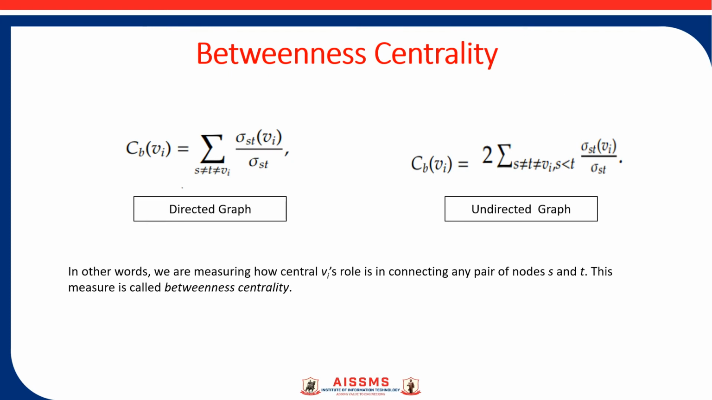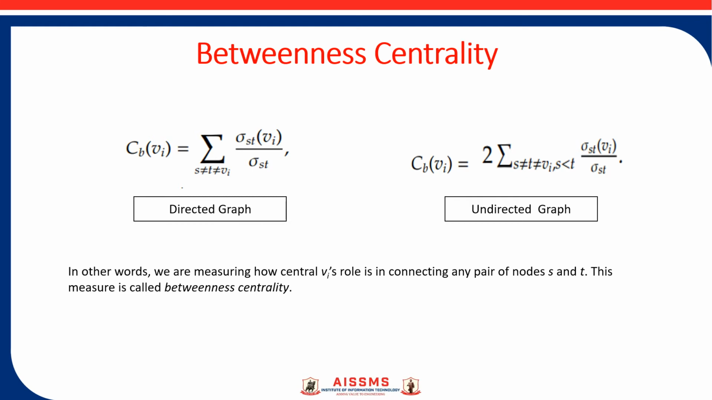If you want to write the mathematical equation for betweenness centrality, we can write it for a directed graph as well as for an undirected graph. For a directed graph, the betweenness centrality of a vertex V is the summation, over all S and T, of the number of shortest paths from S to T that pass through the Vi node divided by the number of shortest paths from S to T.